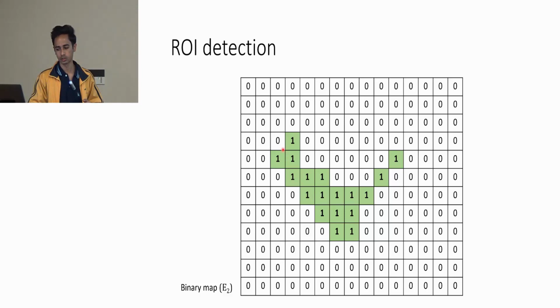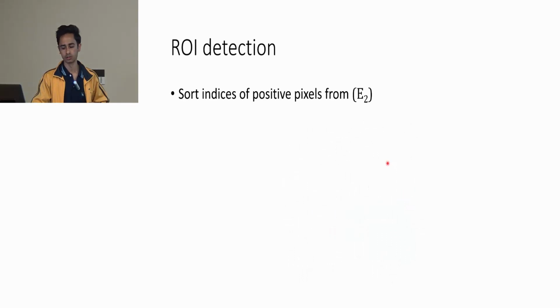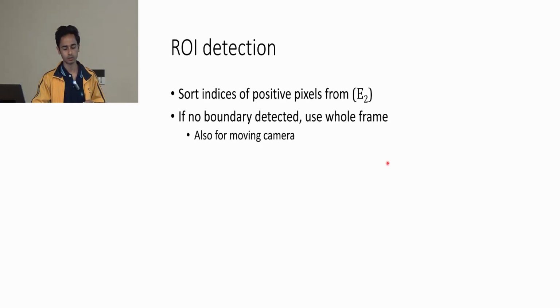Once this map is present, generally they can take the bounding box fitting this map because it represents motion pixels. But the authors say that if they sort the indices and take the index at the 3rd and 97th percentile, that represents a tighter bounding box instead of just taking the entire region. So they sort all the indices from this previous map, and if they don't detect any valid boundary, they use the entire frame as ROI.